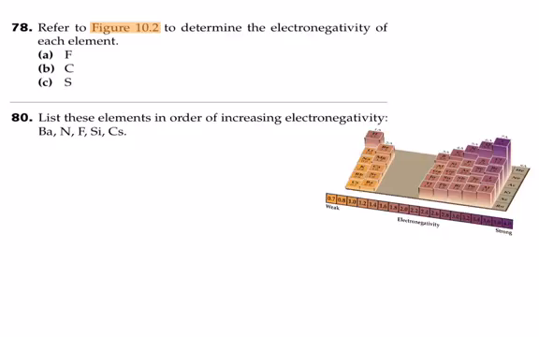78 says refer to this figure, and again, it's kind of small, so however you want to get the Pauling values, the electronegativity values, you can do that. All you've got to do is look at it and assign the number. And then 80 is list these in order of increasing electronegativity. And I'll just remind you that electronegativity increases for main group elements as you go across the period, and increases as you go in the group from the bottom up. Increases chi.